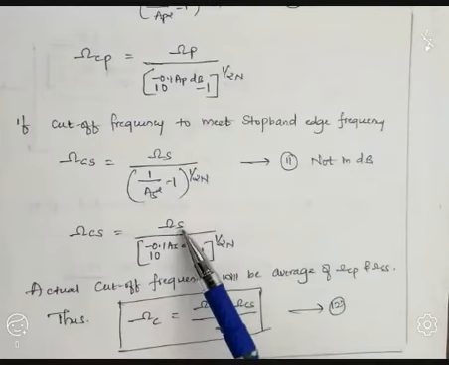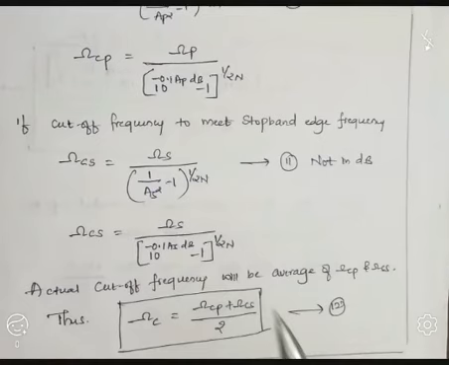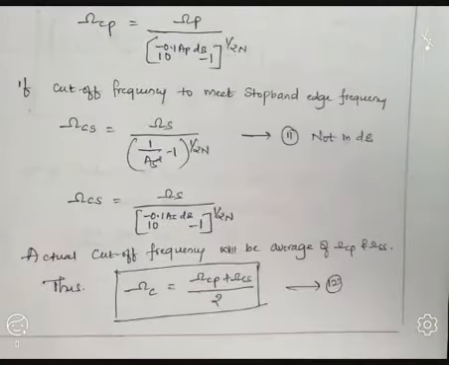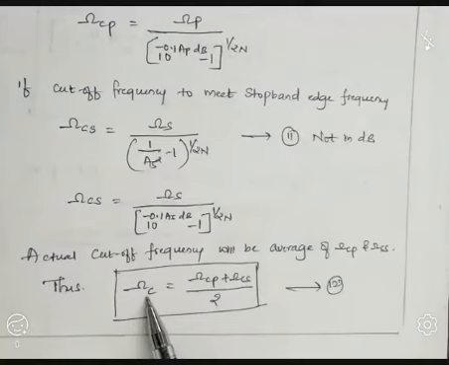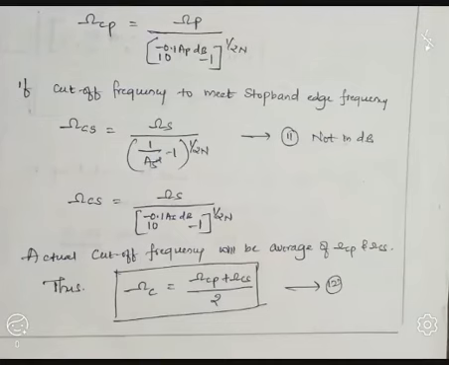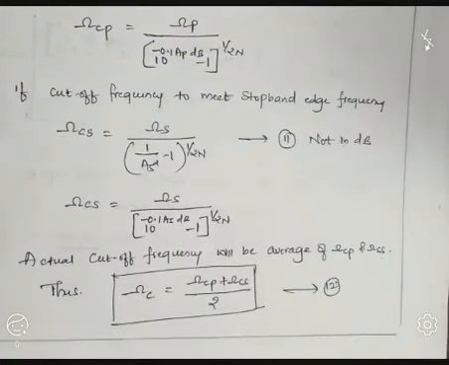Fine. We calculated two cutoff frequencies, to meet the passband edge frequency and the stopband edge frequency. But the actual cutoff frequency of the Butterworth filter is the average of omega Cp and omega Cs. Hence, the cutoff frequency of the Butterworth filter is calculated as omega C equal to omega Cp plus omega Cs divided by 2, taking the average of these two. This is the equation for finding the cutoff frequency of the Butterworth filter.